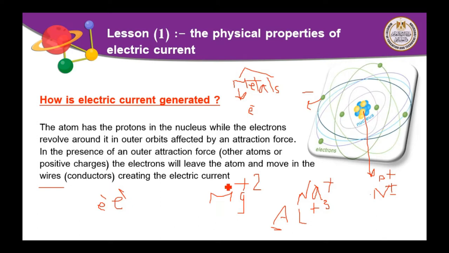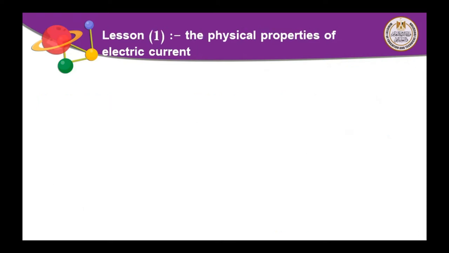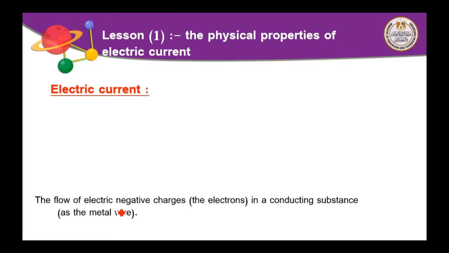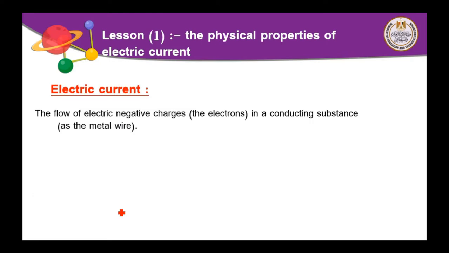So where is the electric current produced? It comes from the negative charges that come from metals. Yes. So electric current is what? The flow of electric charges through the conductors. So the flow of electric negative charges in the conducting substance, or in the conductors, that is the meaning of electric current.